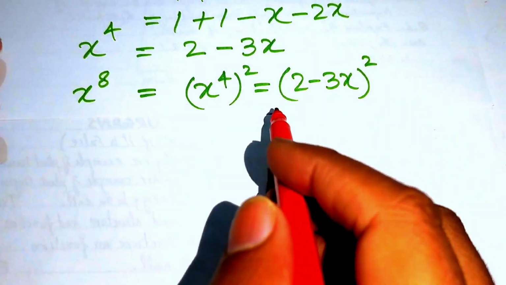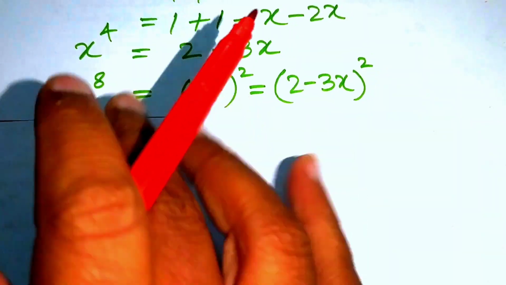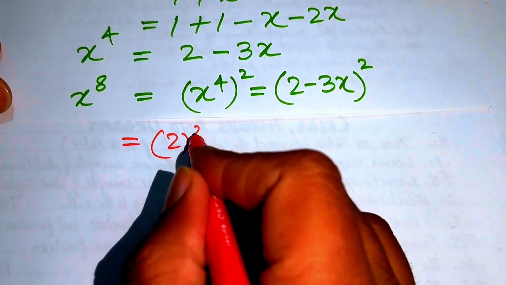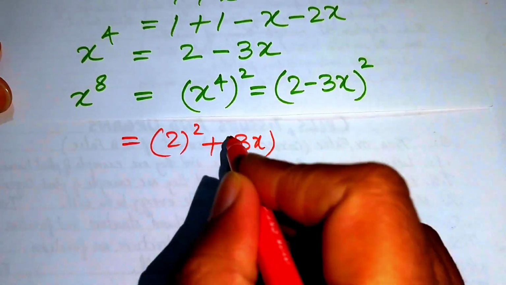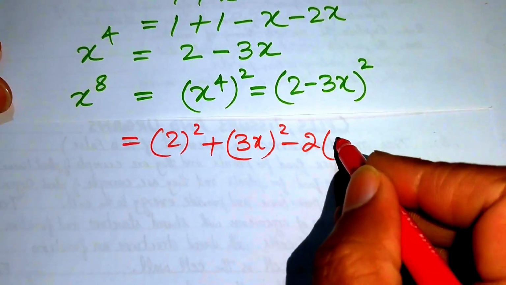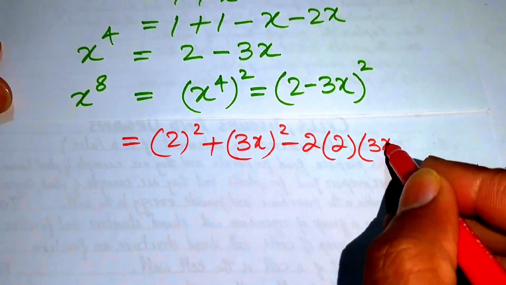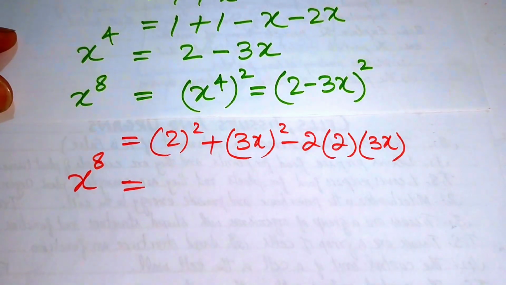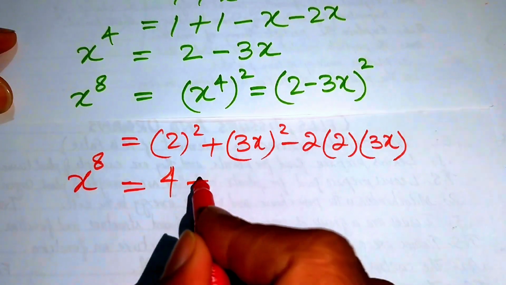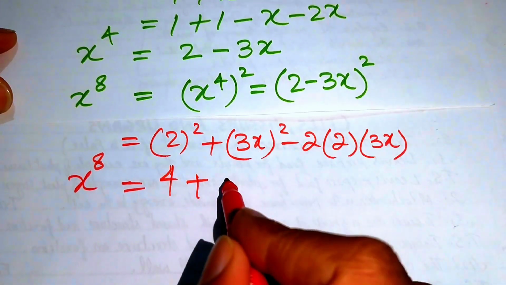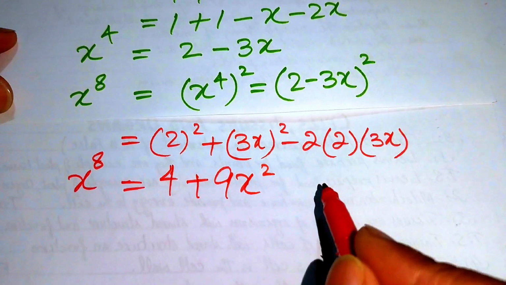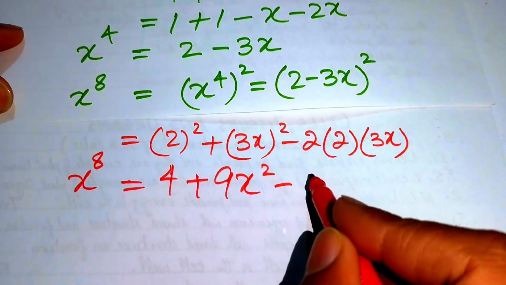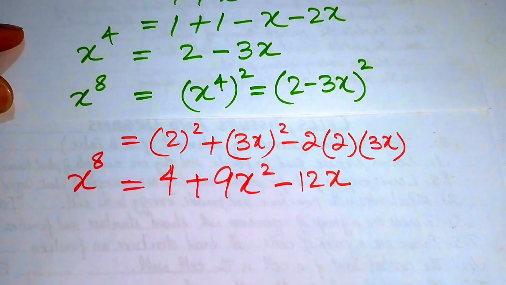And now here we again use the square identity on the right hand side, and we write it as 2 square plus 3x square minus 2 times 2 into 3x. So here we simplify these terms and we get the value of x to the power of 8 equals 4 plus the 3x square becomes 9 times x square, and minus 2 times 2 is 4, and 4 times 3 becomes 12x.